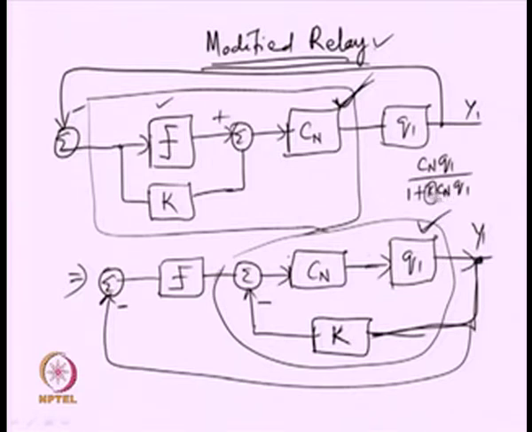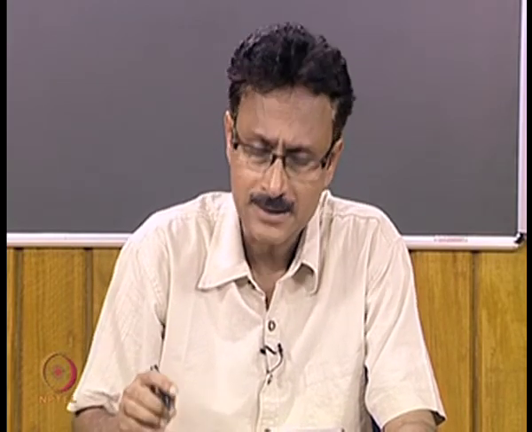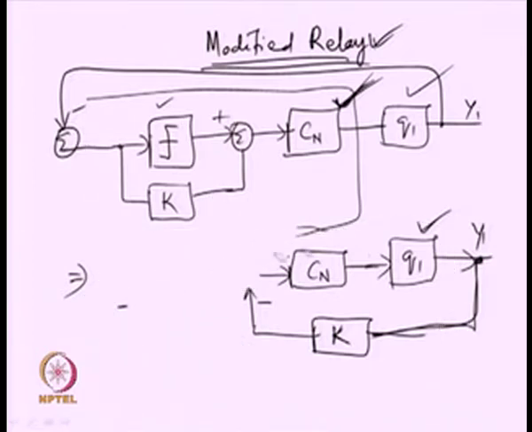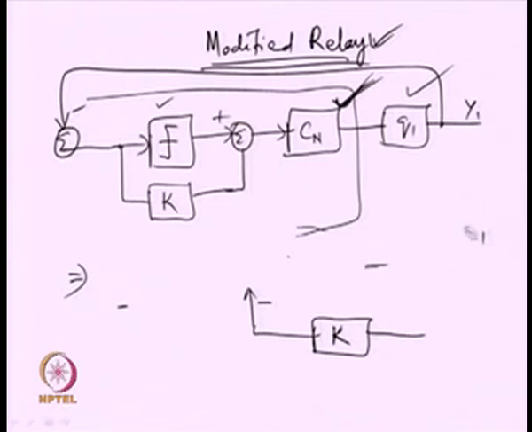So, we have got so many benefits from the use of the modified relay, or using the modified relay it is possible to get a number of advantages. Apart from reducing the loop interactions with the help of Cn, it is possible to relocate the poles of Q1 at suitable locations with the help of the controller K. So, that is where I will go for this modified relay for conducting relay experiments.